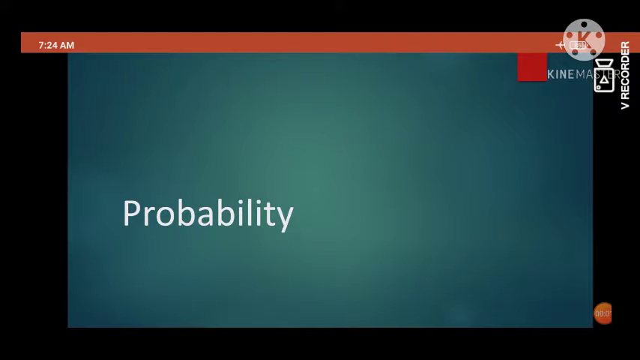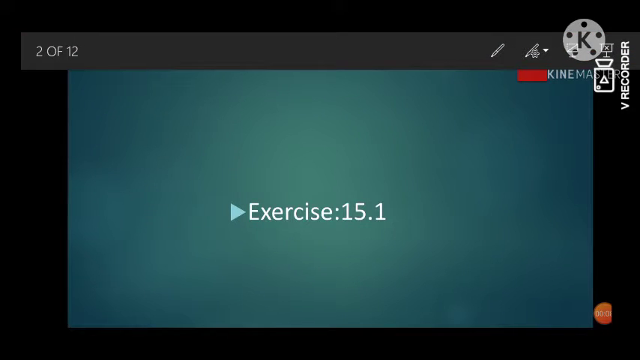Good morning, students. Today we are going to discuss the next three sums of the chapter Probability and exercise 15.1. The sums are sum number 7, 8, and 9.